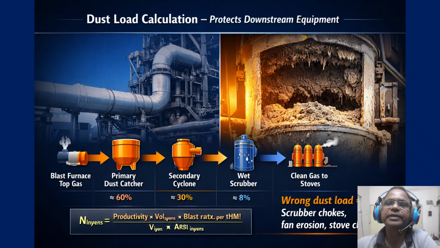So look at this slide. The title says it all: dust load calculation. This protects the downstream equipment. Why is that so important? Because blast furnace top gas is not clean. It carries a lot of dust.